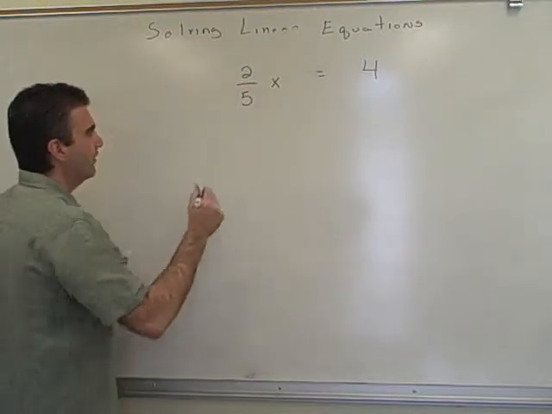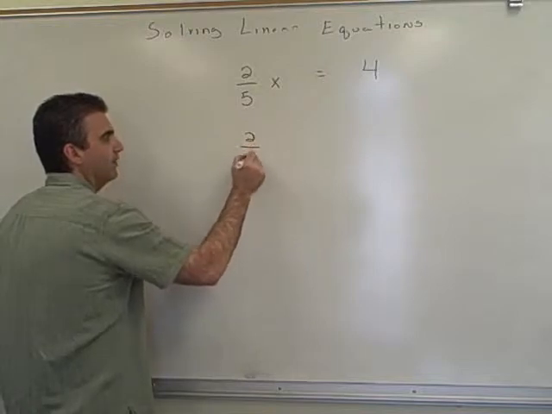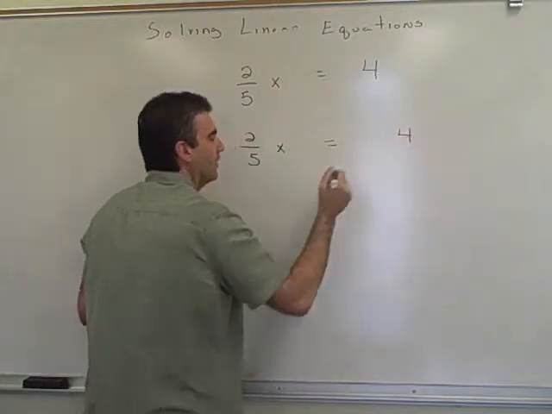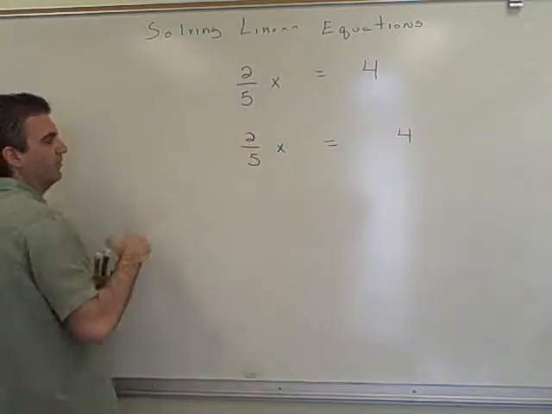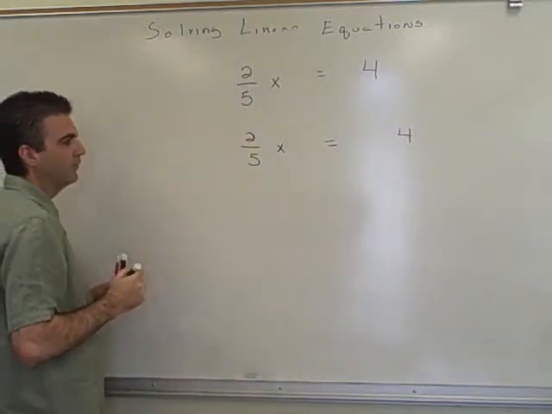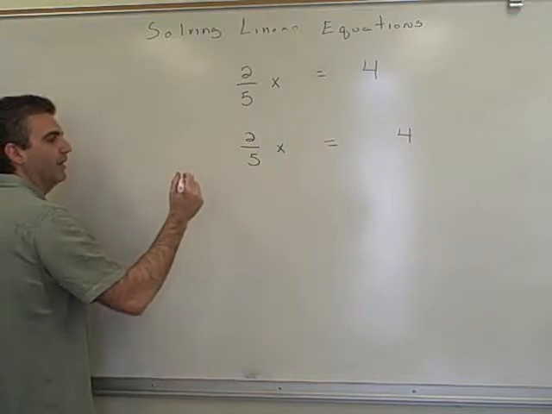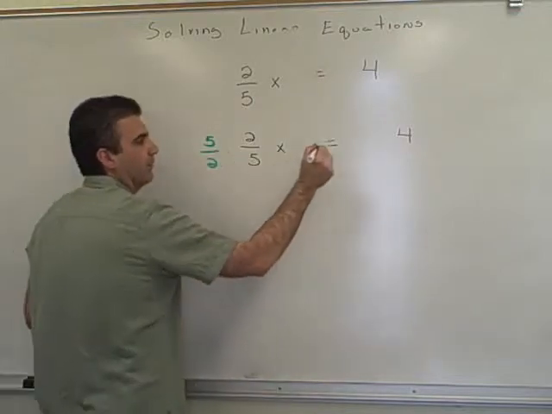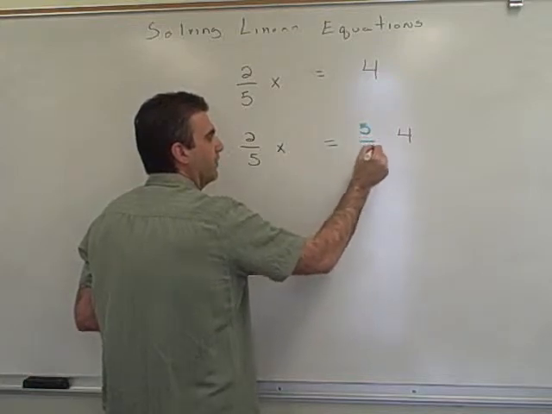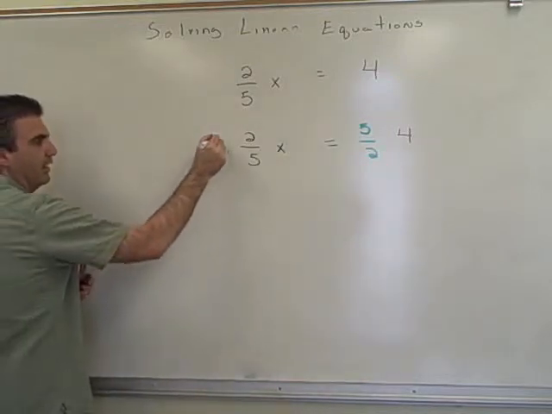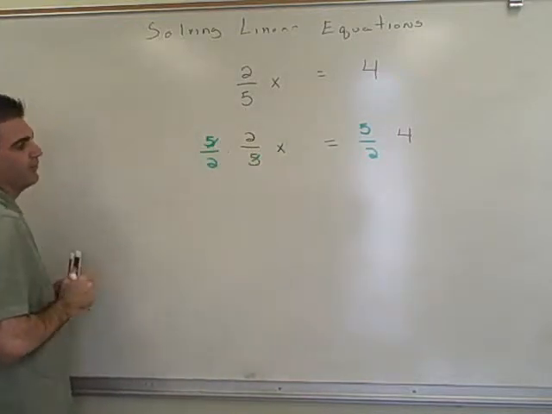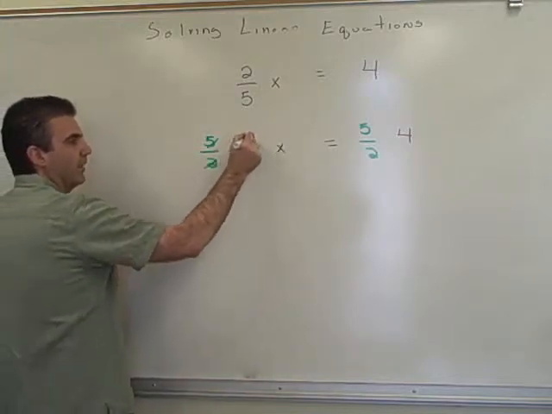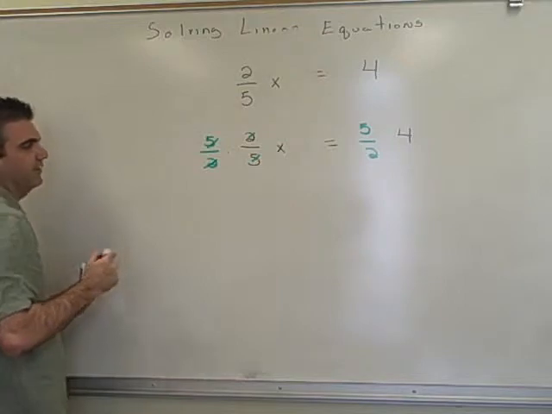Okay. To look at it in a one-step process, I can rewrite this as 2/5 x equals 4. And notice, if I want to get rid of this 2/5, the inverse operation of multiplying by 2/5 is multiplying by its reciprocal, which is 5/2. If I put that on both sides, it cancels out nicely. The definition of a reciprocal is the number that you multiply by to get to 1. It cancels out nicely. We just have the x left.